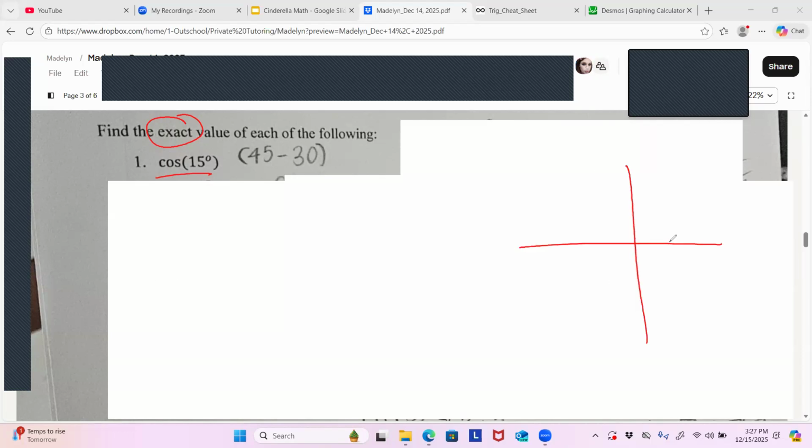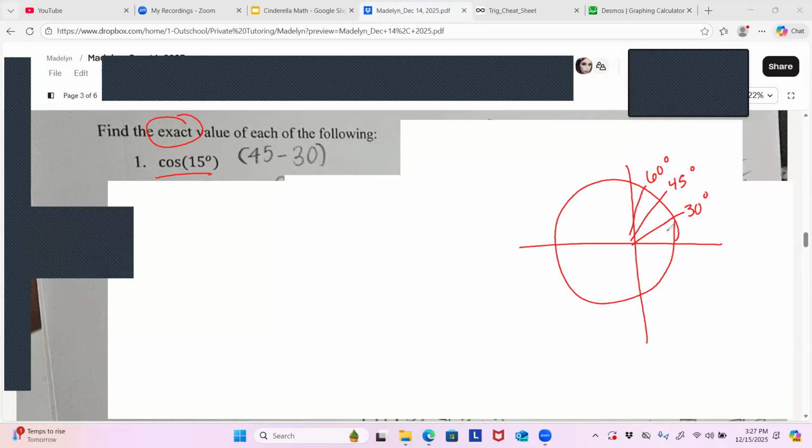All right, but if you think of unit circle, we have on the first quadrant, it's 30 degrees, 45 degrees, 60 degrees. Well, they're asking us for cosine 15. So that would be like here. That's not on unit circle. That's not something we can just pull the PDF of unit circle and find, and it's not something we have memorized.